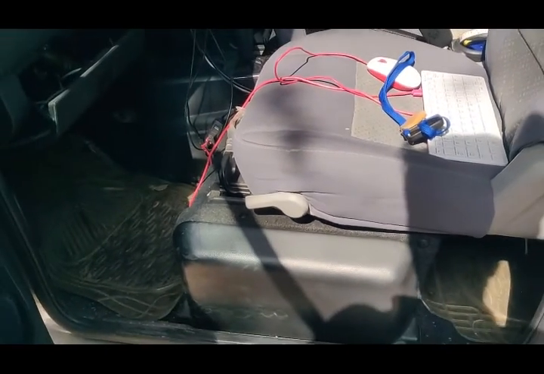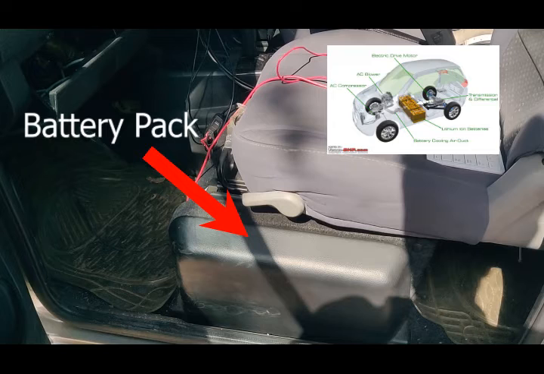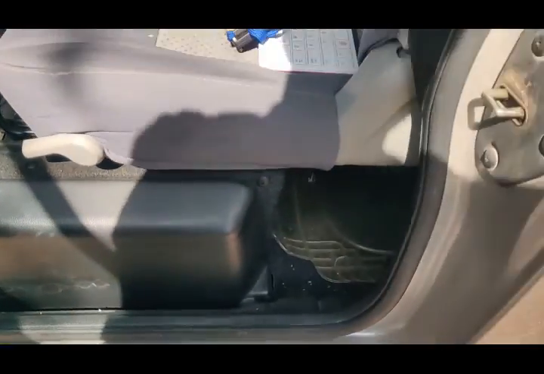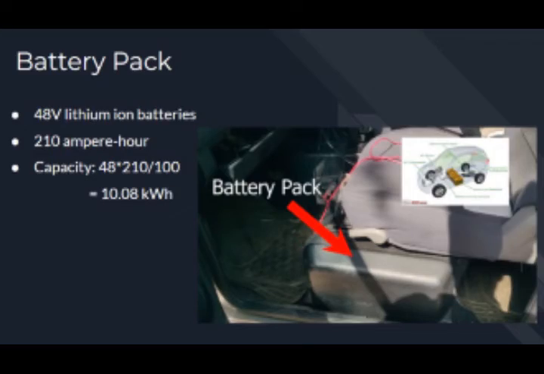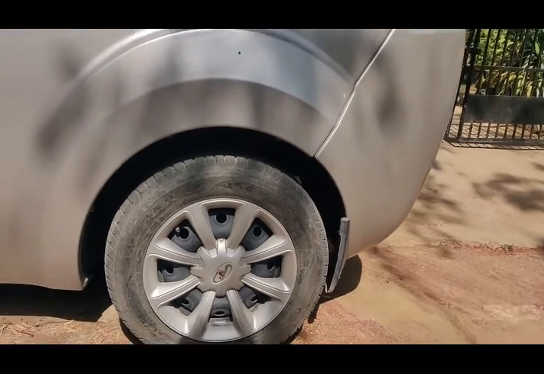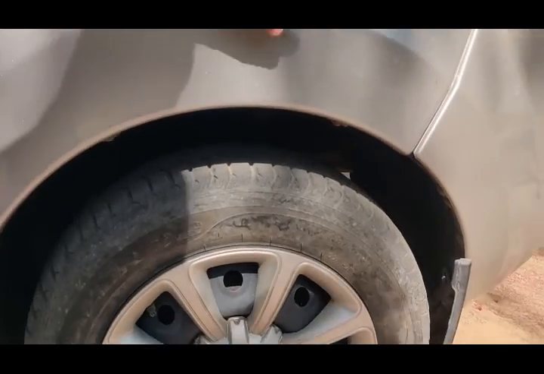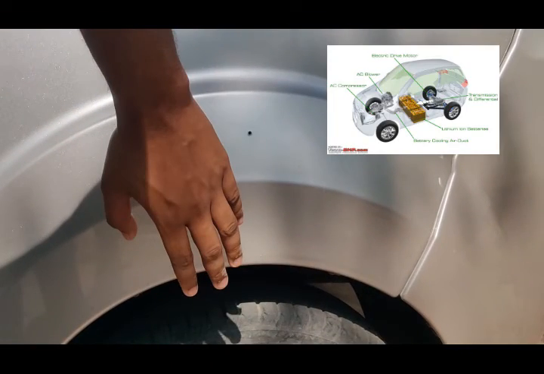As mentioned earlier, the battery pack of the Mahindra E2O is located underneath the passenger seat. The region has been highlighted in the figure. The specifications of the battery pack are shown now. This is the rear wheel of the vehicle, and both the motor and the transmission are present in line with this rear wheel.